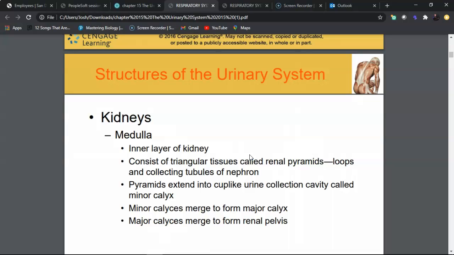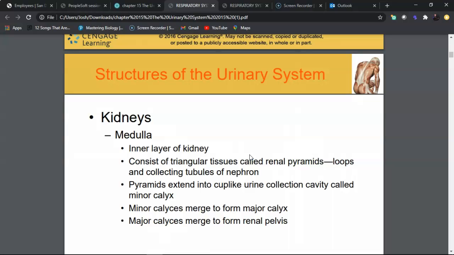Then we travel in from the cortex, so that's the outer layer. Then we hit the middle layer and the inner layer of the kidney. The middle layer is called the medulla, and that consists of some triangular shaped tissues that involve the renal pyramids. Okay, and that's where we have our tubular system.